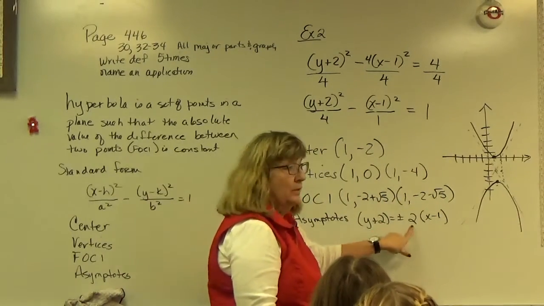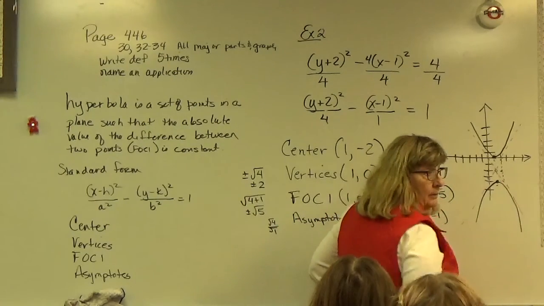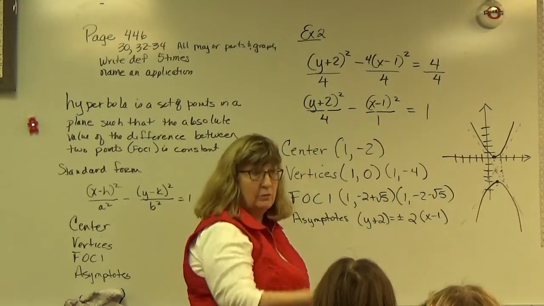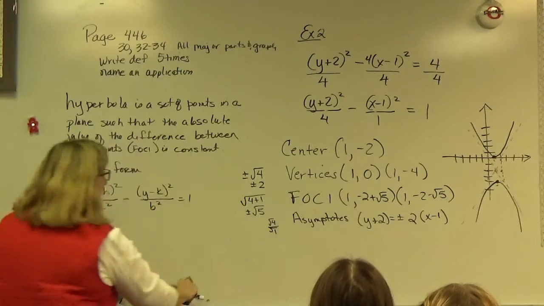Now, what about that slope? From the center, can you rise 2 and run 1? It looks like we did. And go down 2 and over 1. So we're good.